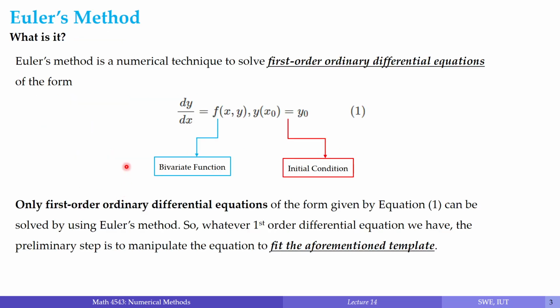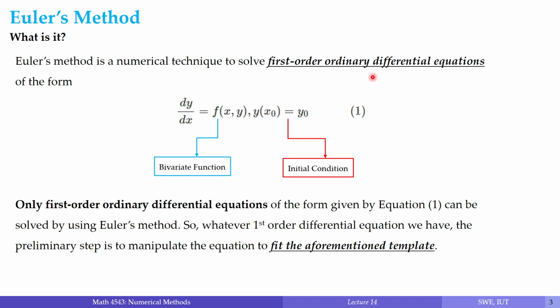So what's the Euler method? This is a method that was jointly invented by Euler and Cauchy, so it is also known as the Euler-Cauchy method. It's a numerical technique to approximate the solution to a first-order ordinary differential equation, or in short, an ODE.